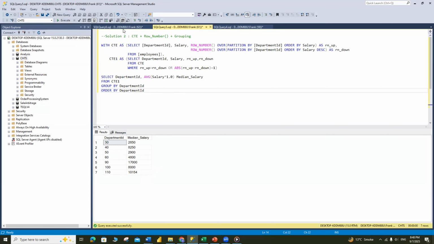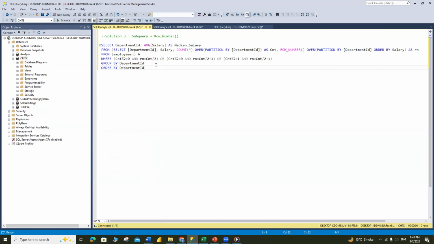Solution 3: subquery plus ROW_NUMBER. Solution 3 uses a subquery with ROW_NUMBER and COUNT. In this solution, the subquery calculates the total employees per department, CNT, and the row number sorted by salary, RN. The WHERE clause picks the median rows.